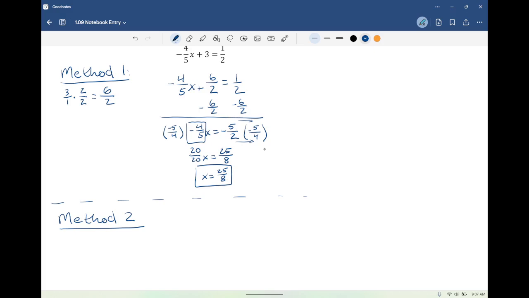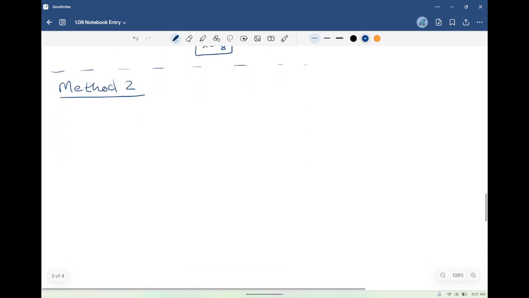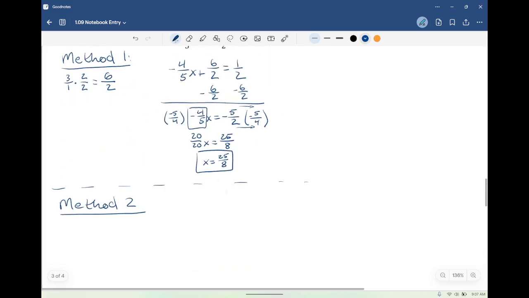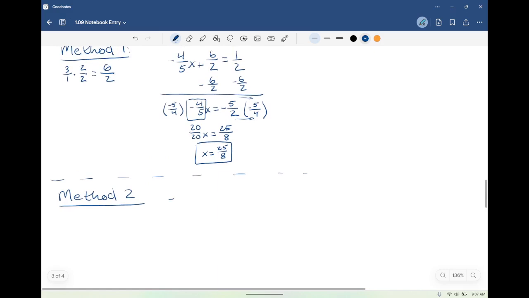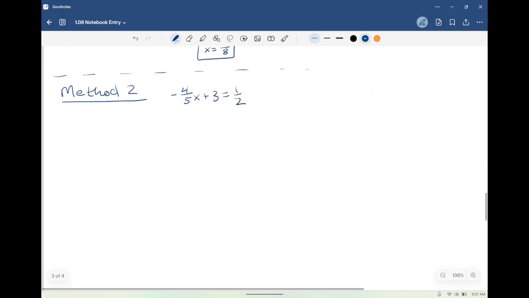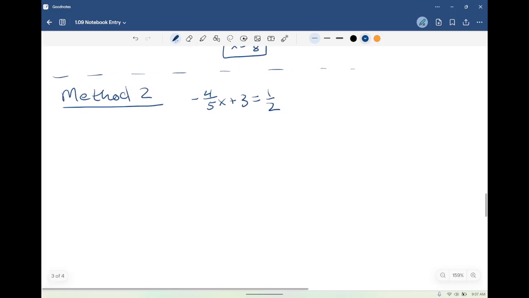And so the other method for this, if I bring this down, I'm just going to rewrite the problem. So we have negative 4/5 x plus 3 is equal to 1/2. All right, this is the original equation. My second method says, actually, just find the least common multiple of your denominators. Start by doing that. And so my denominators right now, I have 5 and I have 2.